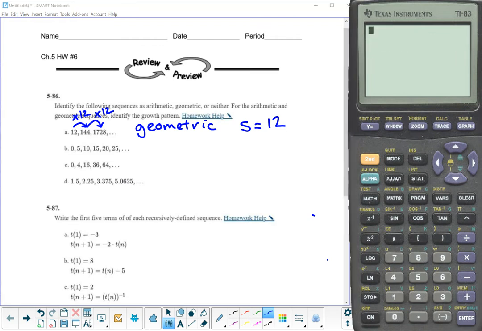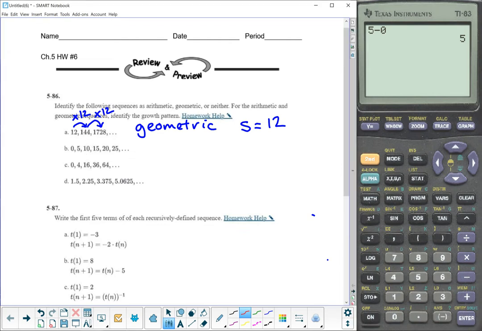Okay, so let's check out the next one. Again, I'm going to check to see if it's arithmetic first. So from 0 to 5, I'm going to go 5 minus 0, and I get 5. And I'm going to do the next two numbers. I'm going to do 10 minus 5, and I get 5. So that means that I've found a pattern. From 0 to 5, I'm adding 5. From 5 to 10, I'm adding 5 again. And you can see each one you're adding 5. 15 to 20, add 5. And you do the subtraction of it, you'll see it.